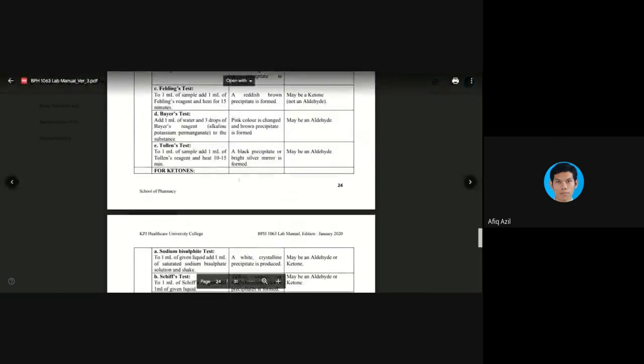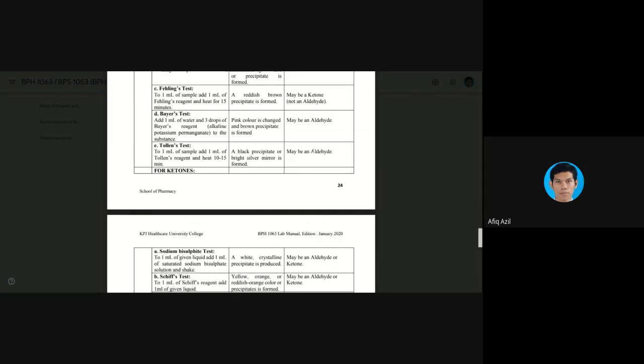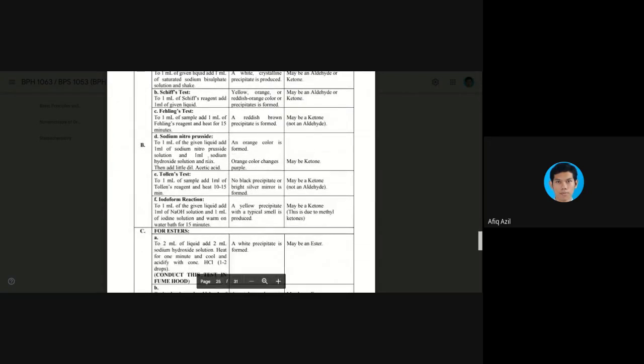For example, for the Tollens test, the positive observation means it is an aldehyde. For sodium nitroprusside, the positive observation is that an orange color is formed, or orange color changes to purple, so it might be a ketone. For iodoform, a yellow precipitate with a typical smell is produced, so maybe a ketone.